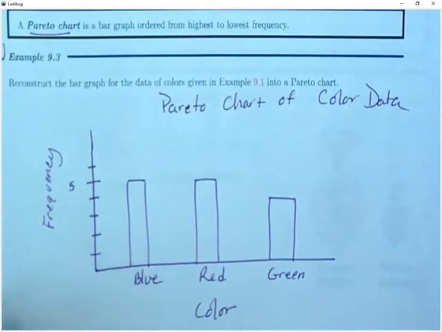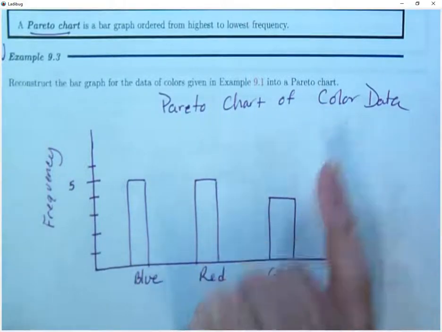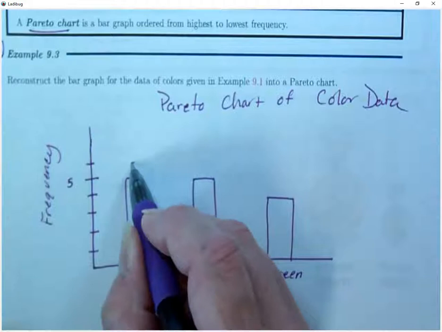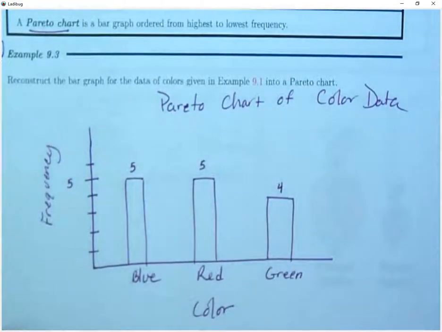Okay, so here's my graph of the Pareto chart of color data. Well, chart, graph, same thing on this one. So it would be blue and red are the same. So I could put the numbers there. Some people really require that all the time. Make sure you label your axes.